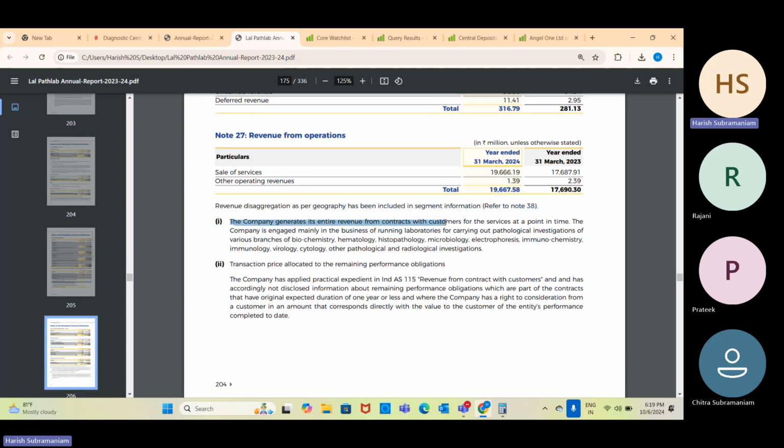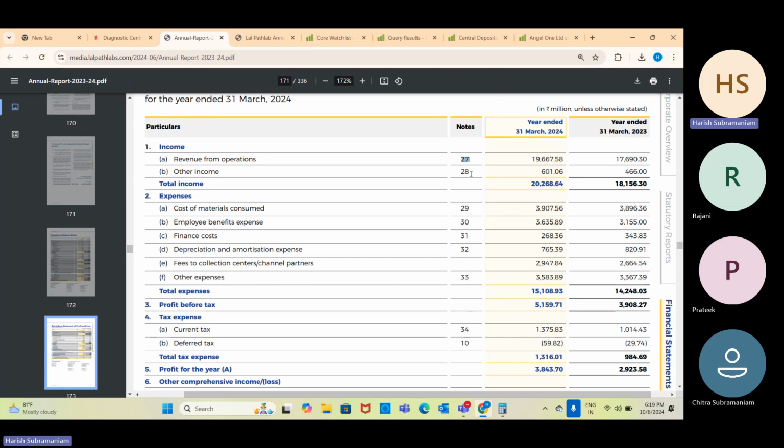The company generates its revenue from contracts with customers for the services. So maybe it does some contracts with the local labs or something like that. It is mainly engaged in the business of running laboratories for carrying out pathological investigations. So all our blood tests and so on, all of that is being done by this company. Then we see other income is 28. So it has 600 million rupees of other income, right?